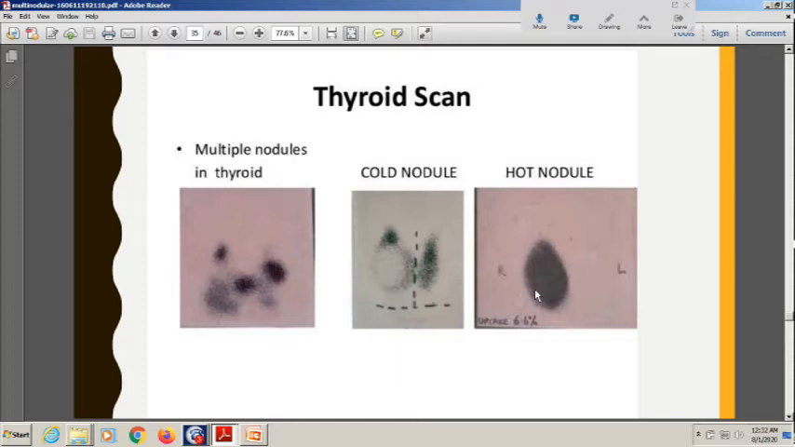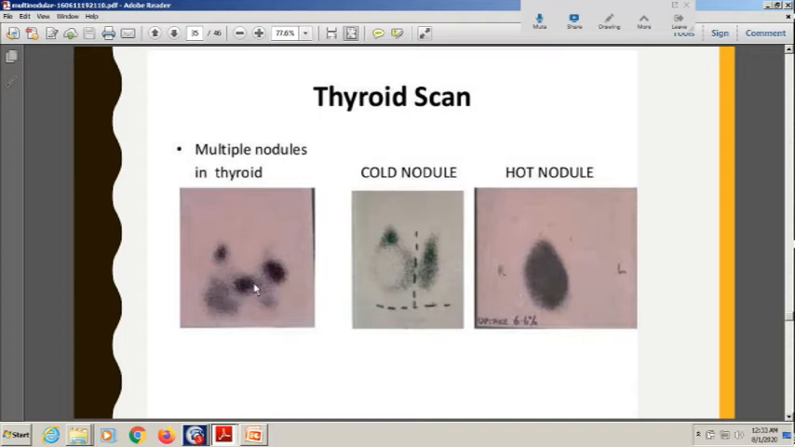Now the second thing is the cold nodule. Cold means it is a non-functioning nodule. The thyroid gland takes up the dye and not the nodule. So that means it is non-toxic. But with non-toxic nodules, the chance of malignancy is high. So that's why we do this test, to look for toxicity and for malignancy. In this gland, all the dye is taken up by the nodules. That means there is a toxic multinodular goiter.